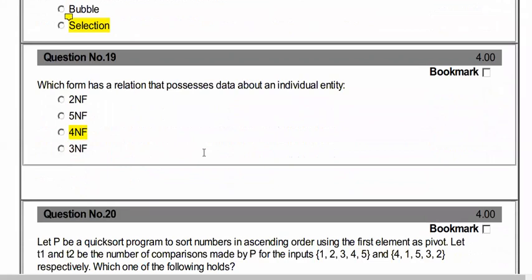Which form has a relation that possesses data about an individual entity? Fourth normal form. Option C is right. In fourth normal form, data about an individual entity is possessed.